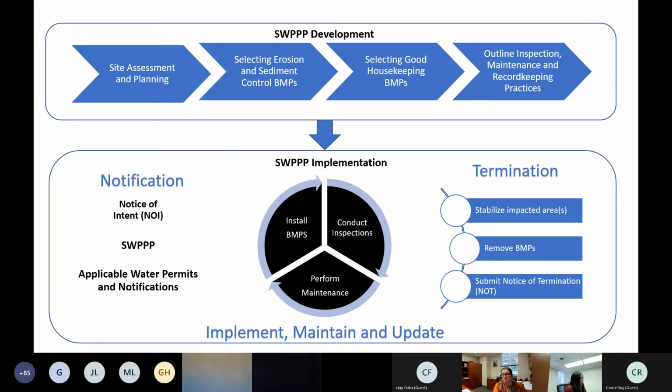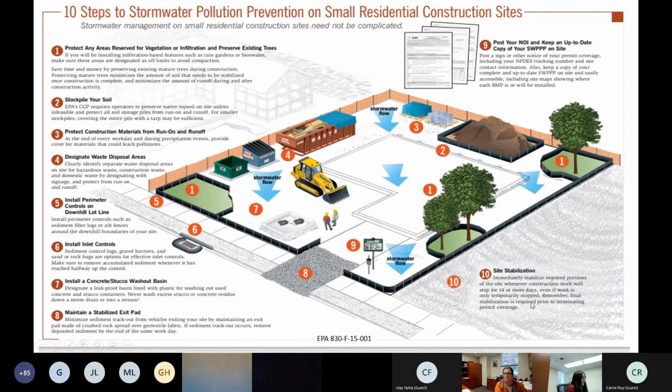And once you've completed all of your land disturbing activities and we have stabilized it, we want to then terminate the permit. And we do that by stabilizing the impacted areas, removing the BMPs that were placed for protection during the project, and submitting a notice of intent. And all of that kind of formalizes into implementation throughout your project. Kind of looks like this.